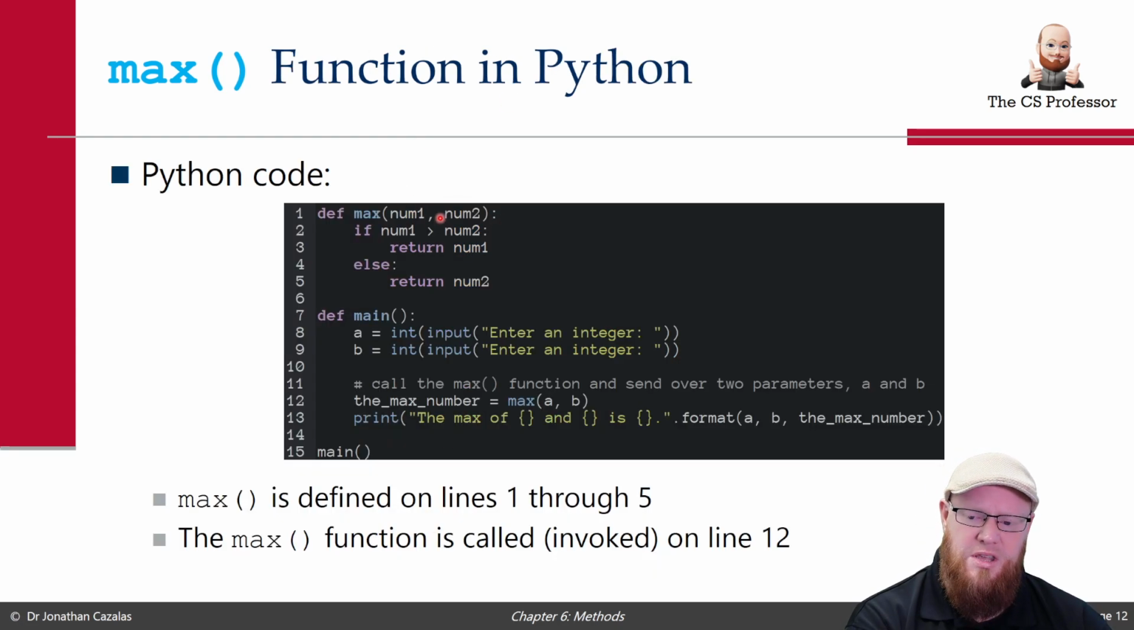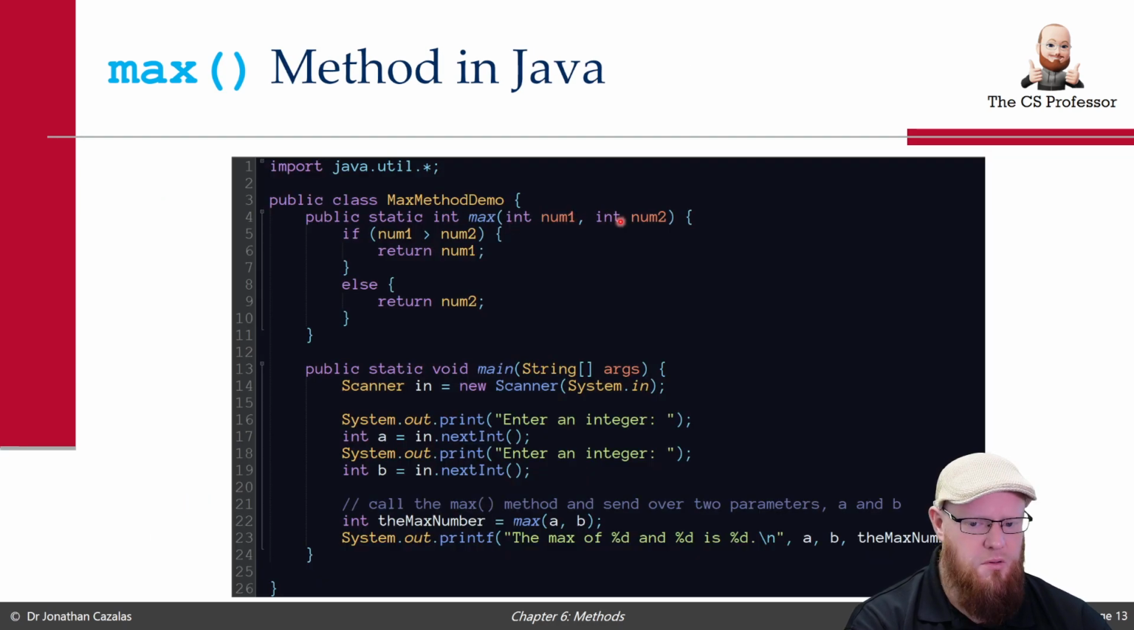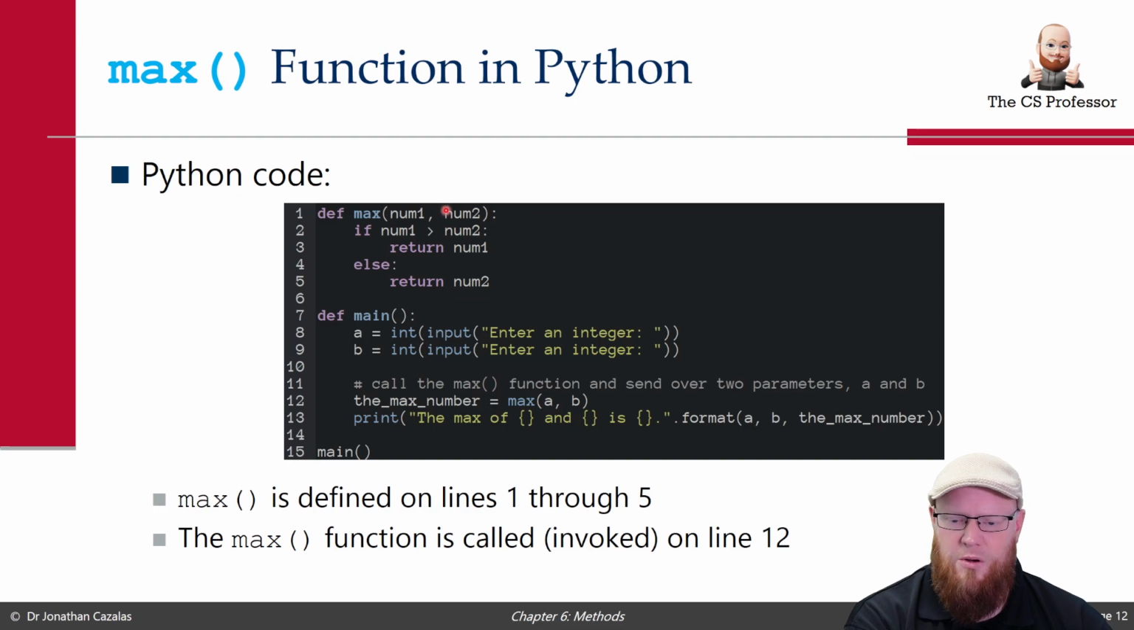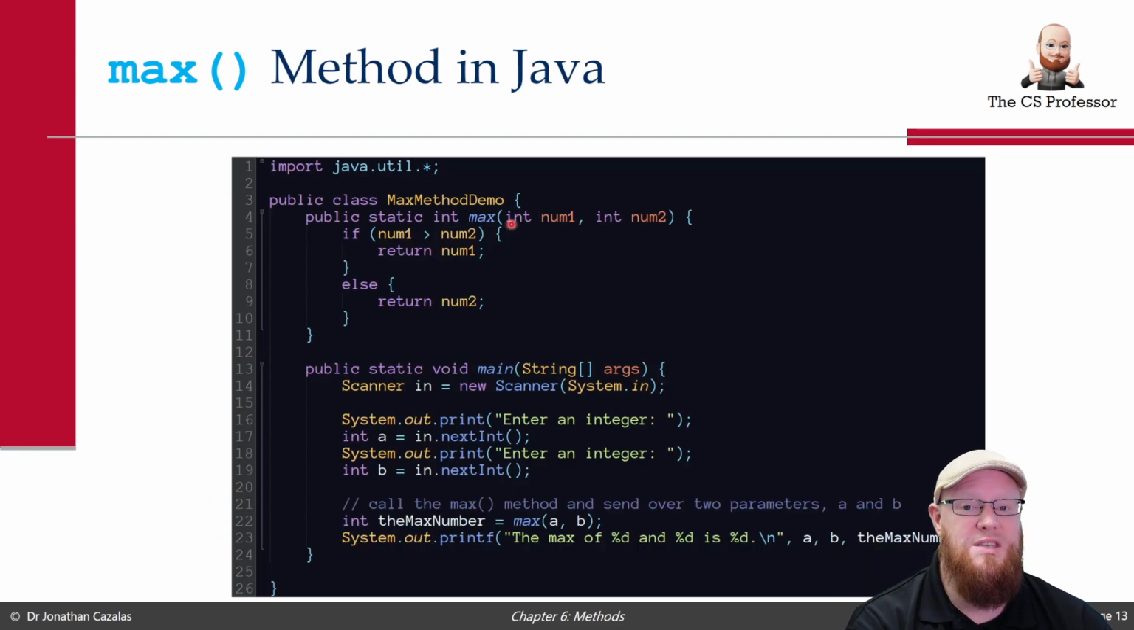In Python, we're receiving 2 parameters. In Java, we're receiving 2 parameters. What's the difference? Data type. Here, we don't have to mention the data type. Java, you have to specify. We have 2 parameters. This first one is an integer. The second one is an integer.